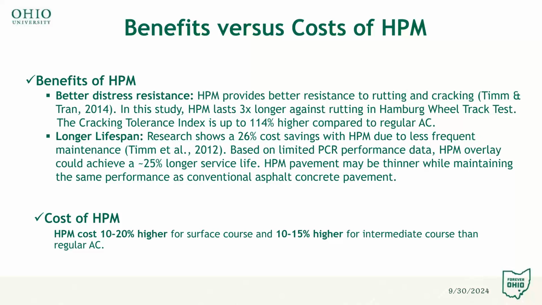High polymer mix pavement may be thinner while maintaining the same performance as conventional AC pavements. The high polymer pavement mix itself costs about 10 to 20% higher for surface course and 10 to 15% higher for intermediate course than regular conventional AC. This is based on a very limited amount of data, but it gives us a ballpark that the performance probably is more than the cost increase for the mix. Of course, when the high polymer mix is widely in use, the cost probably could come down.